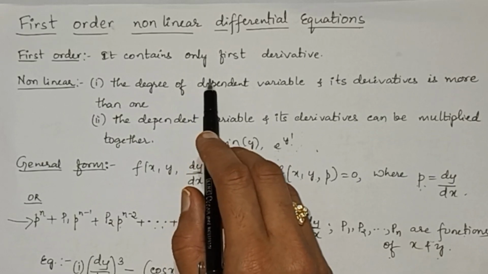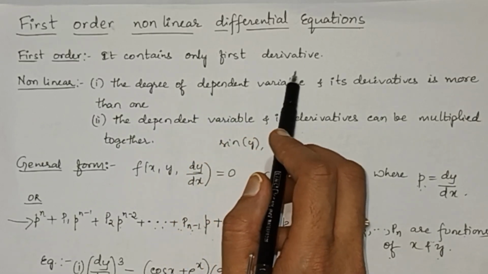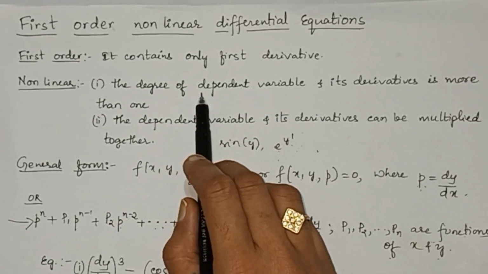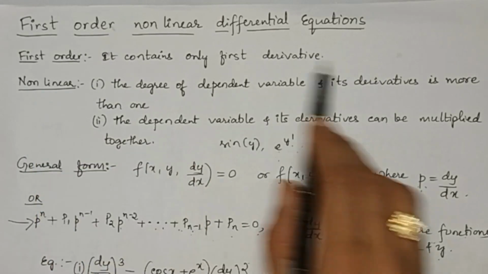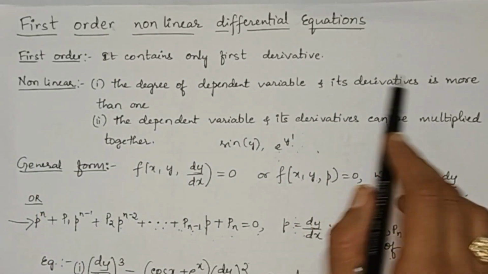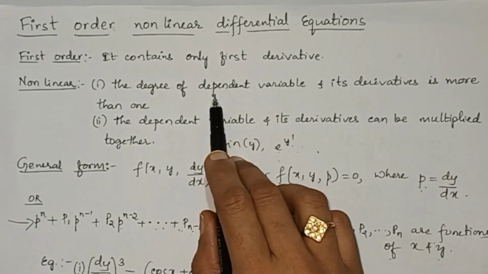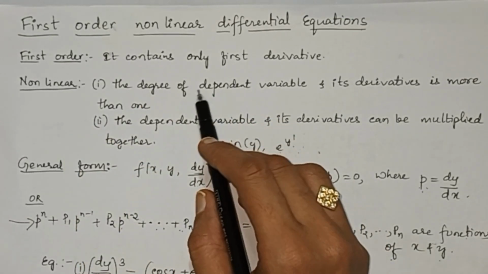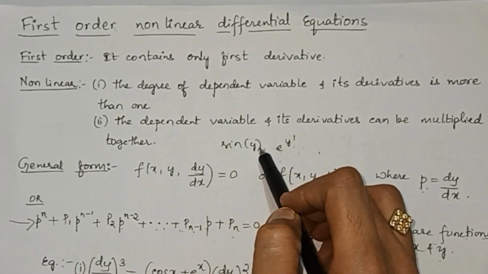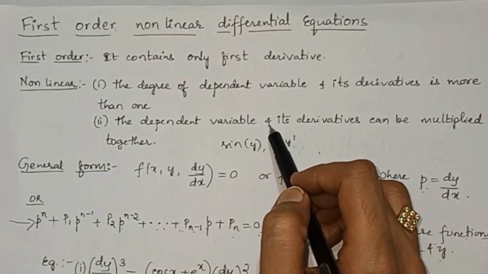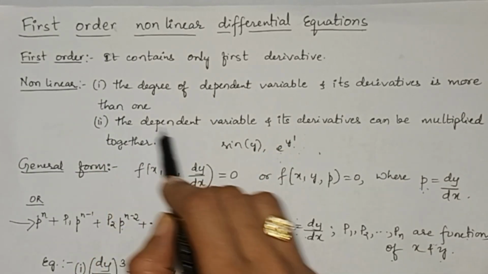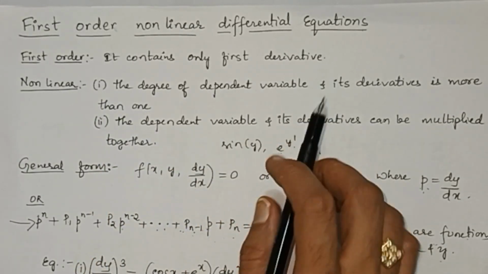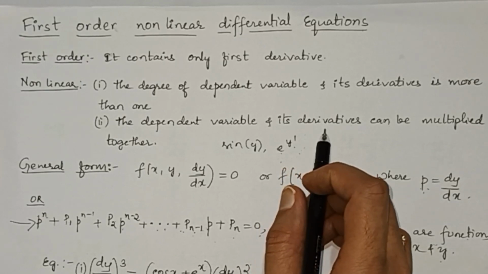So, if the degree of the dependent variable is more than 1, in that case it is nonlinear. If you have a product of the derivative and the dependent variable, in that case also it is nonlinear. To say it is nonlinear, all three conditions need not be satisfied at a time. If you have any one of these three conditions, then we call it a nonlinear differential equation.